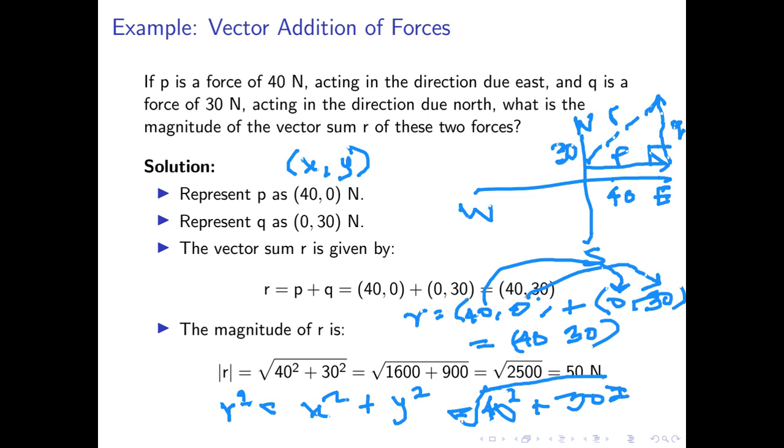I hope you do understand how to obtain the magnitude of a vector. The magnitude of that vector R, which is the resultant of these two forces, these two vectors, applying the triangle law, becomes the square root of x squared plus y squared.